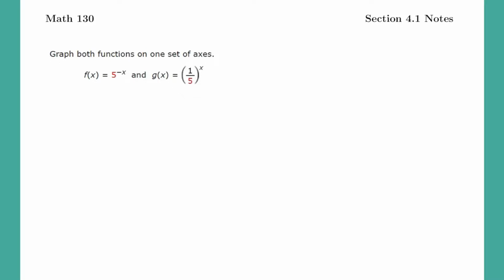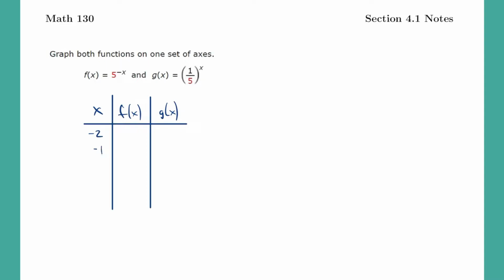So let's look at this first example. It says graph both functions on one set of axes. So I would recommend an XY table for these. Actually, since we're doing this on the same axes, we want to do also the g function. So let's actually call this f of x and g of x. So let's try different values. I would start with -2, -1, 0, 1, 2, just for starters.